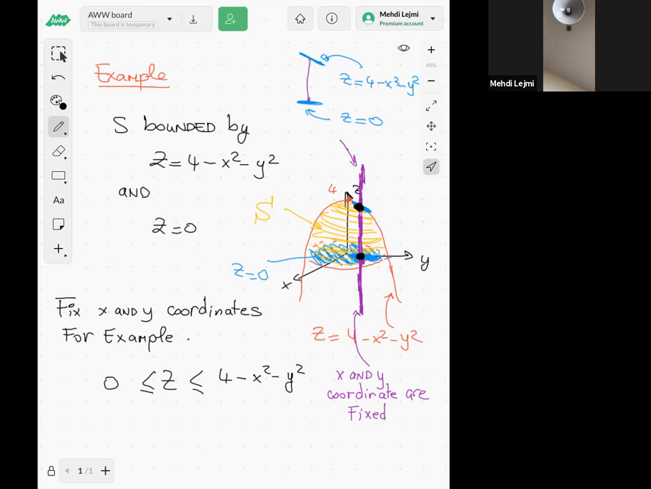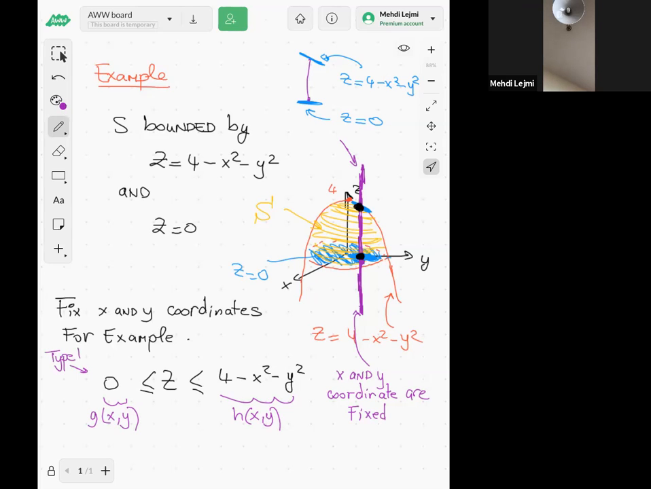I guess this example is not that hard, but later we're going to see different examples where it's not that obvious. Anyway, what we are saying here is that z is between two functions of x and y. This is my h of x, y, and this is my g of x, y. This reminds us of type 1, where z is between two functions of x and y. So this is type 1.